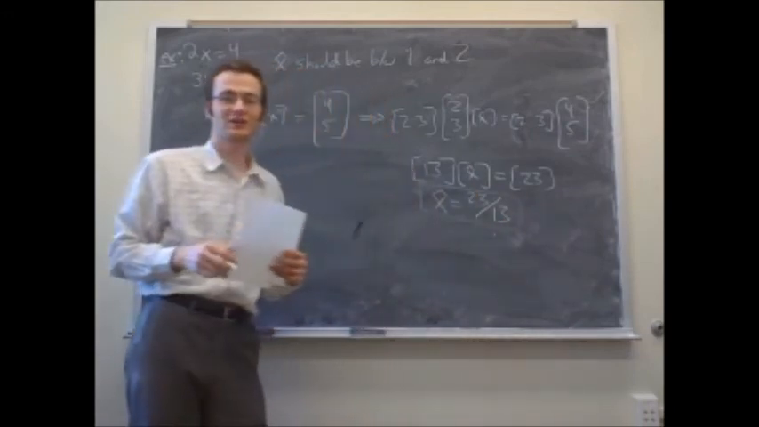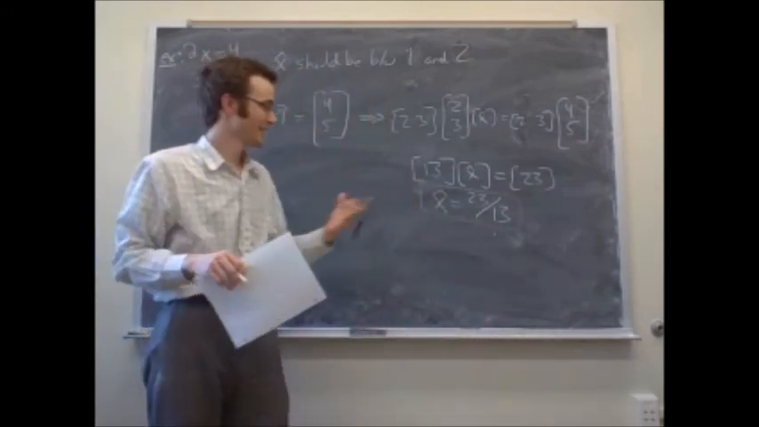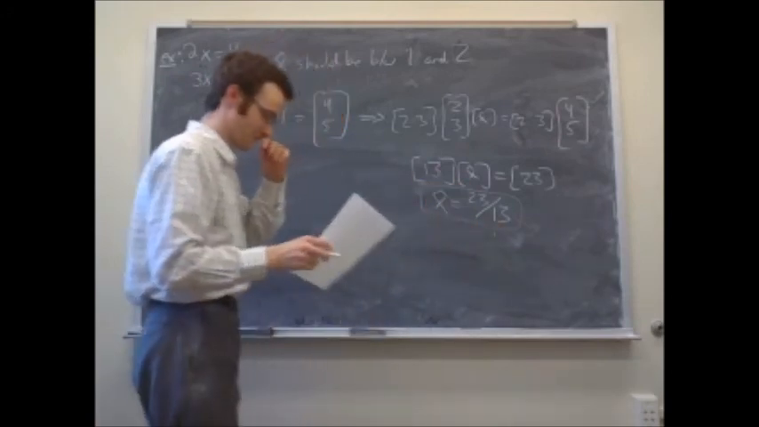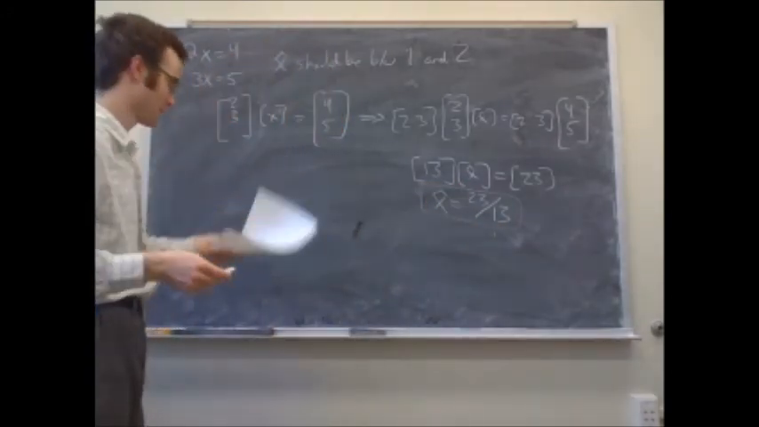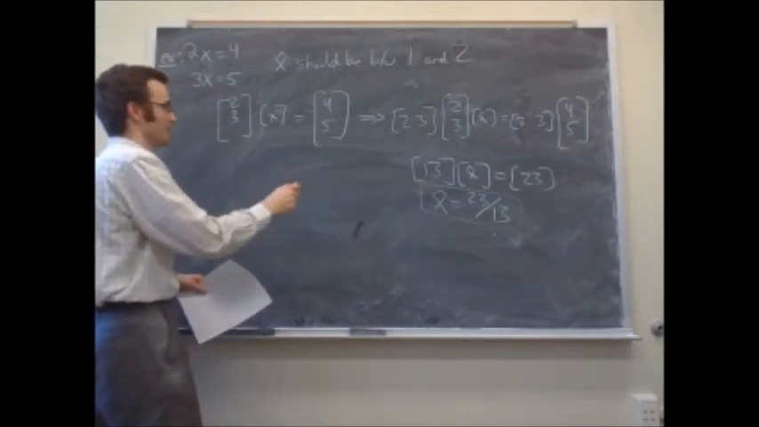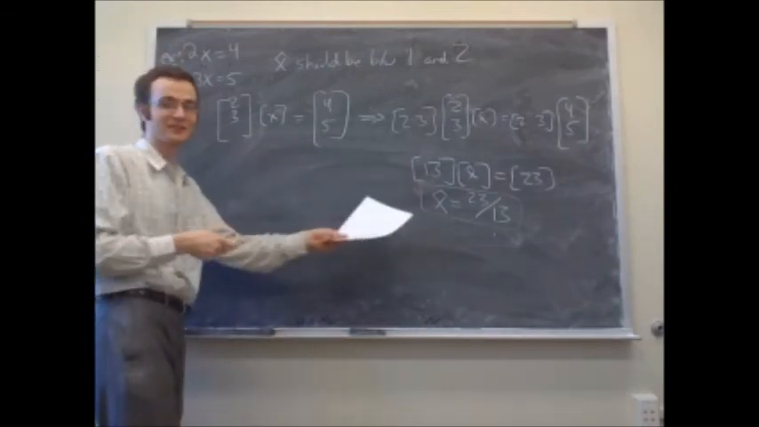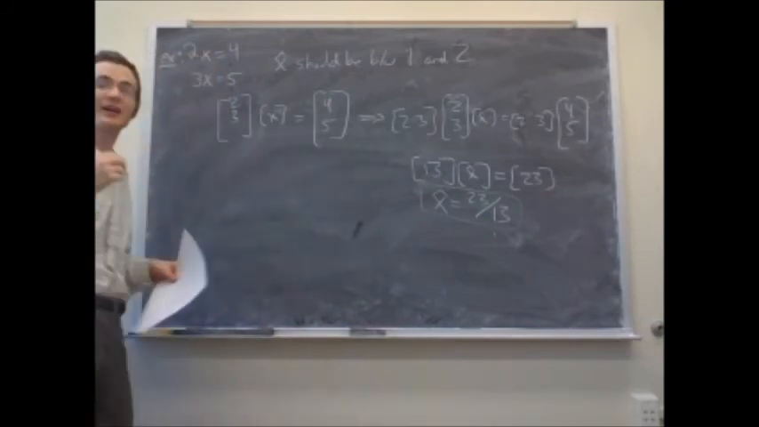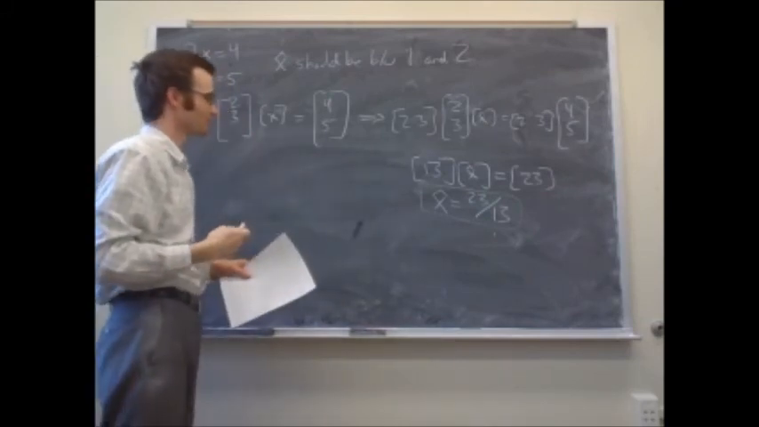It checks our gut check. It's between 1 and 2, so it's at least not obviously wrong. And so we're good, right? We're done. This is the least squares solution. This is the solution that makes the error here as small as possible.